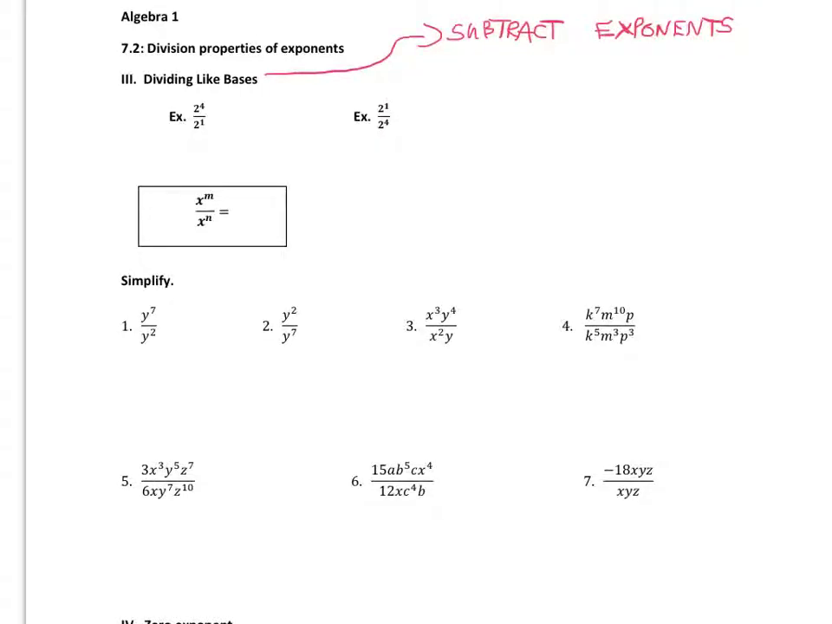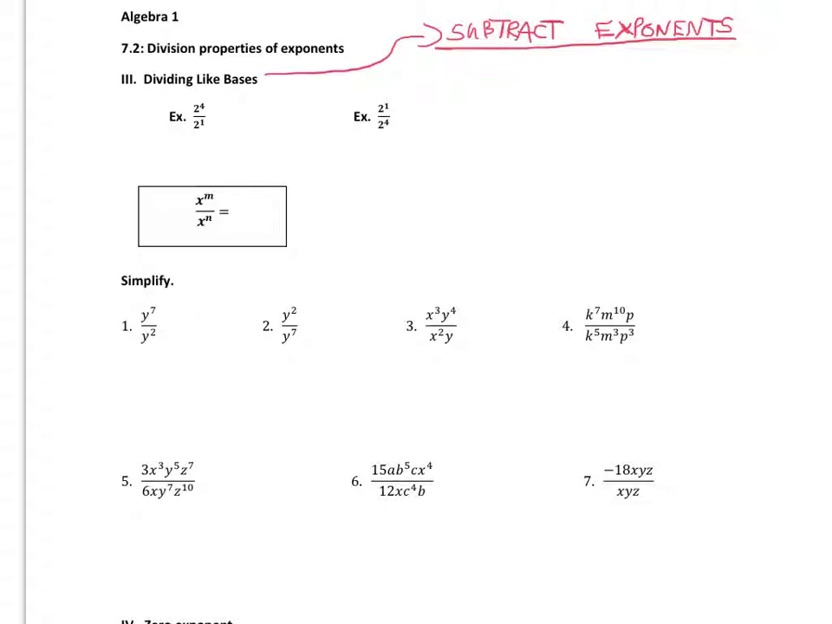Alright, we're going to do the first video of 7.2. Now we're going to add another rule in, and it's going to be when we're dividing like bases. You can see I already have written here, this is the main concept. When you divide like bases, you want to subtract the exponents.